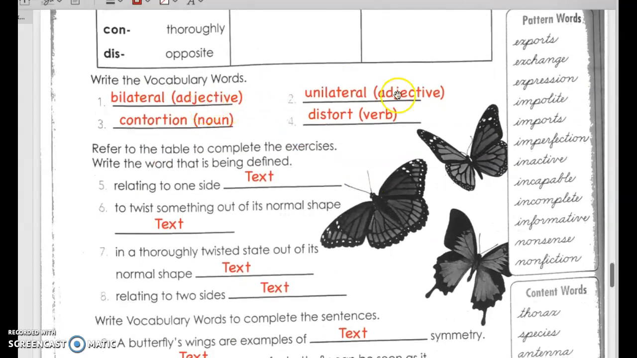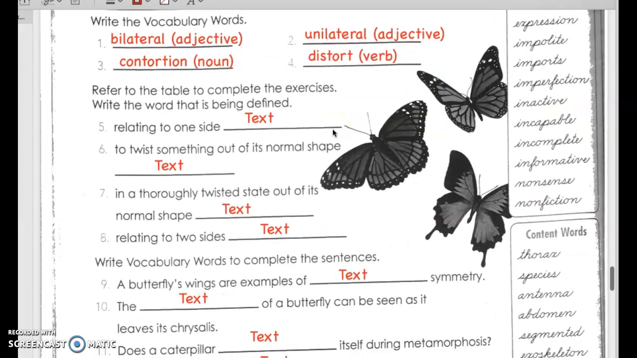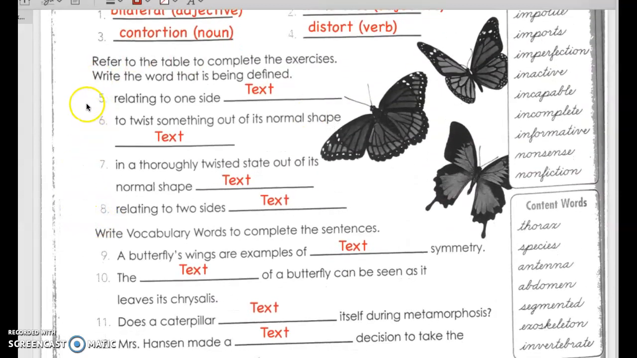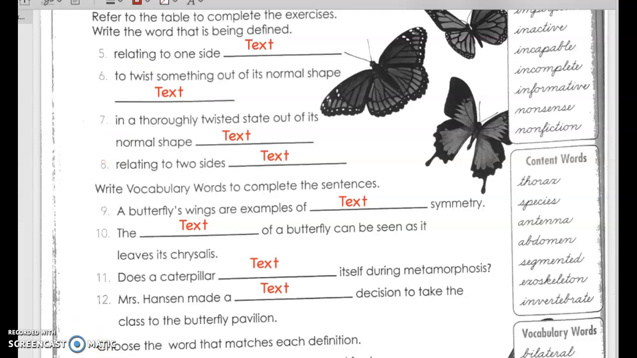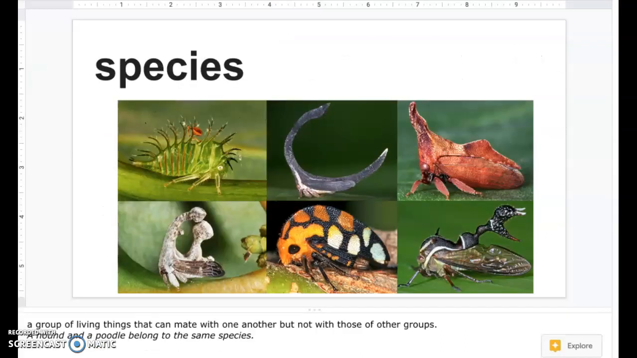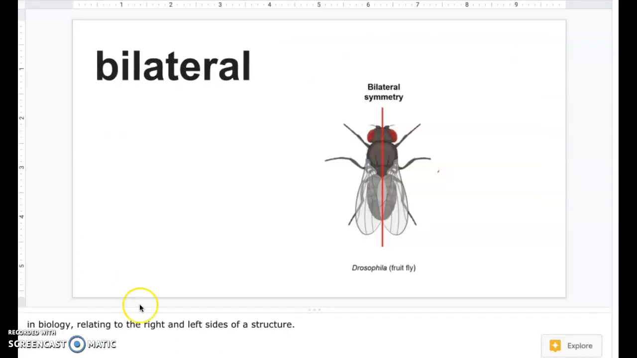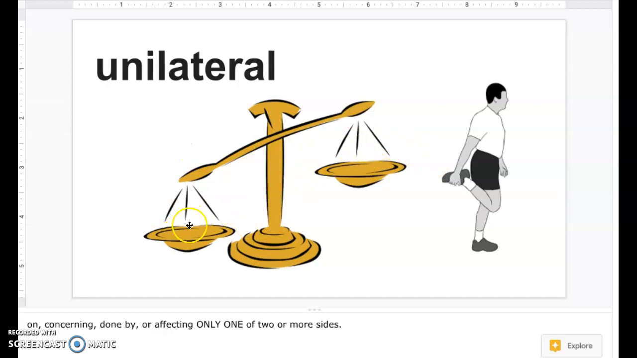All right, so once you wrote down the 4 vocabulary words, let's actually go over the definitions so you'll be able to complete this section. All right, starting with bilateral. So remember, it means right and left, related to two sides, bilateral symmetry. Each side is equal, like it's the exact same. Unilateral, you can see it's kind of unequal. It affects only one side. So like unilateral exercises, when you work out just one side of the body.